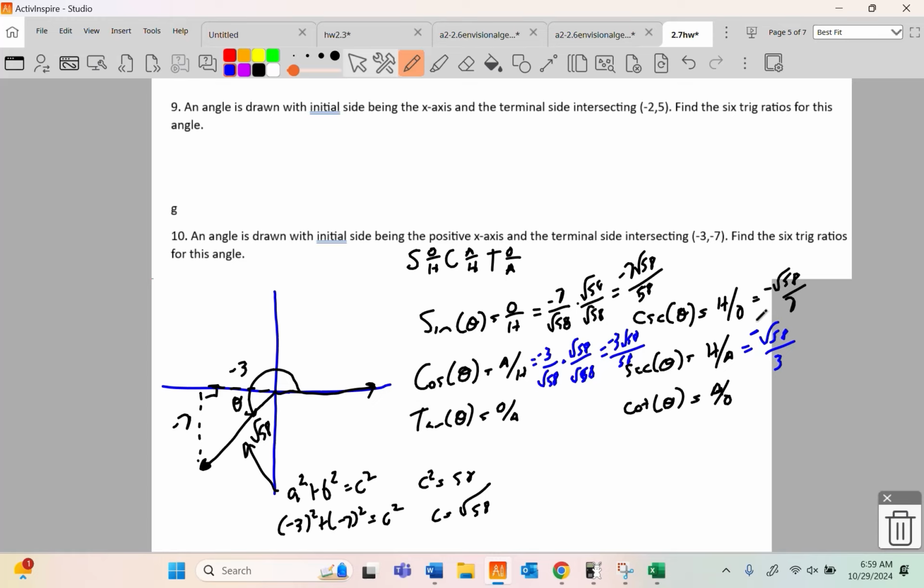And tangent is opposite over adjacent. Opposite is -7, adjacent's -3. Do not leave answers like this, you look dumb. Negative over negative is a positive. Flip it to get cotangent, 3/7. You know a negative over negative is positive. They've been telling you that since 3rd grade. You know it. Stop leaving it like that.